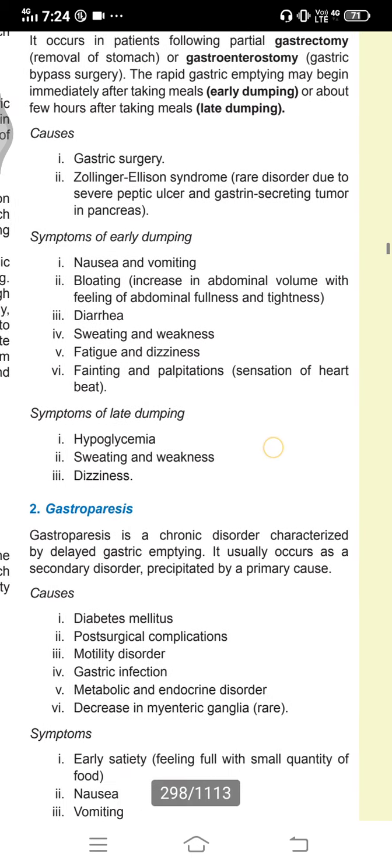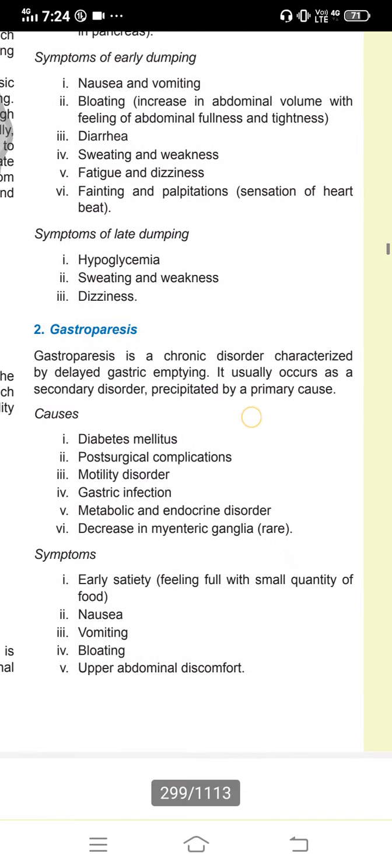This does not give you a complete good digestion. That is the reason we come across such problems.